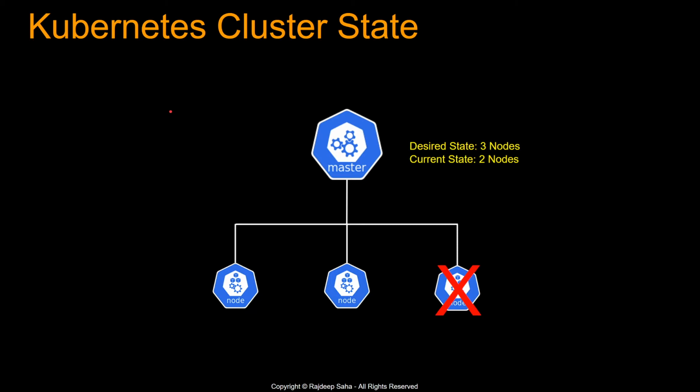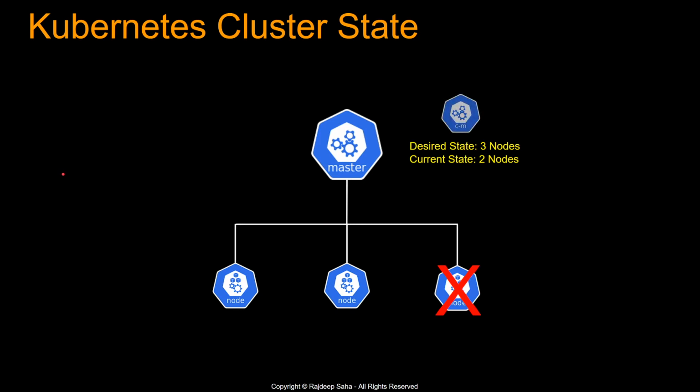Kubernetes cluster state is nothing but a specific configuration. Let's say your Kubernetes cluster is supposed to run with 3 nodes. So we could say the desired state is 3 nodes. But let's say for some reason, 1 node goes down. So the current state becomes 2 nodes. So the desired state and current state are no longer equal.